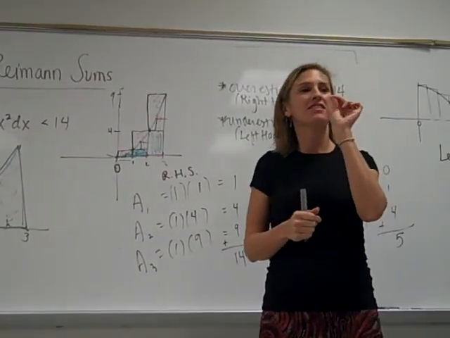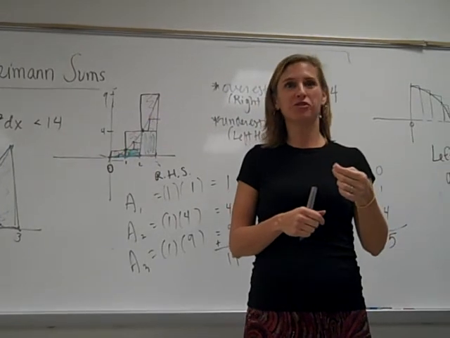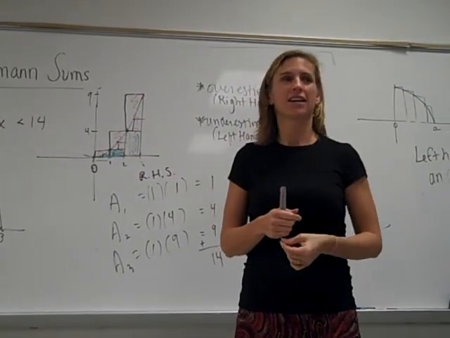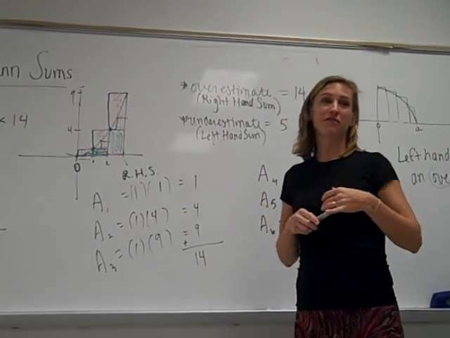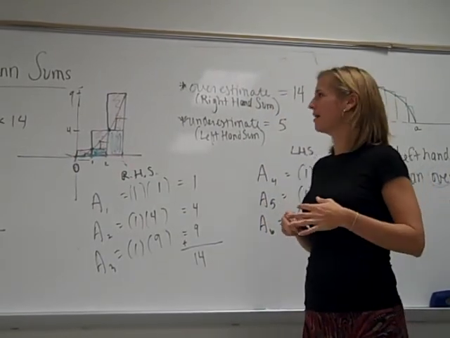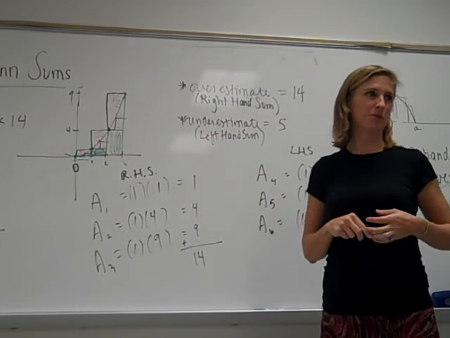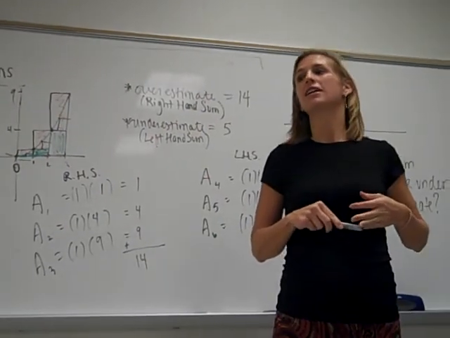Zach already spoiled it, but if you do find the actual area of this thing, it is 9. How do we do that? We start that tomorrow, but you can find it on your calculator actually, or you can find it with antiderivatives, which is what we'll do tomorrow. But the actual area is 9.